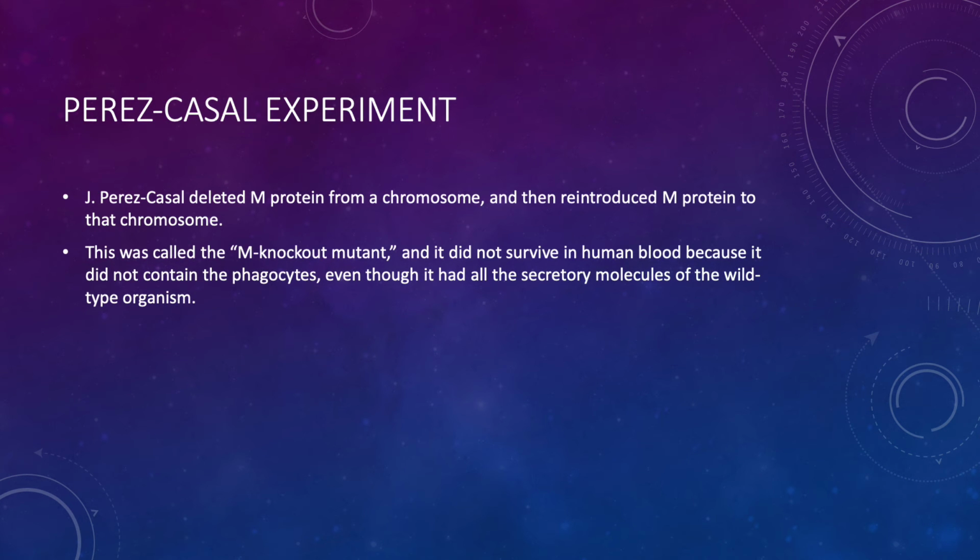The Perez-Casal experiment. J. Perez-Casal deleted M protein from a chromosome and then reintroduced M protein to that chromosome. This was called the M knockout mutant, and it did not survive in human blood because it did not contain the phagocytes, even though it had all the secretory molecules of the wild-type organism.